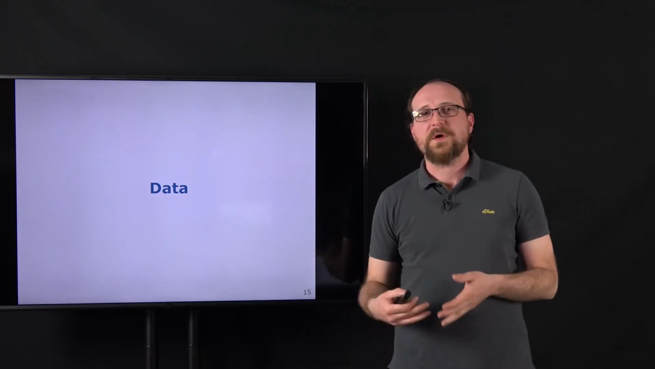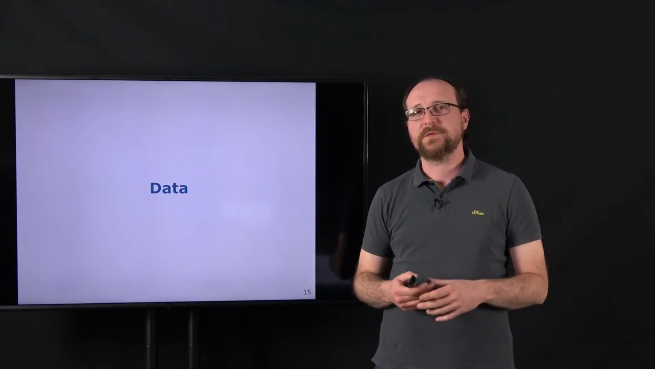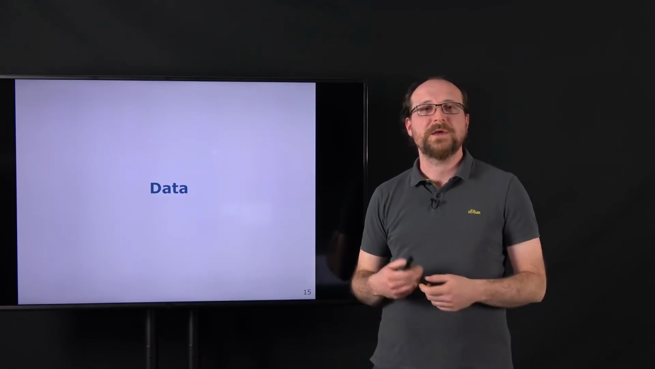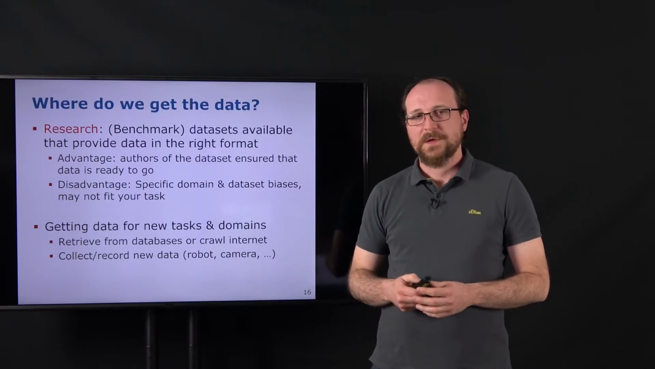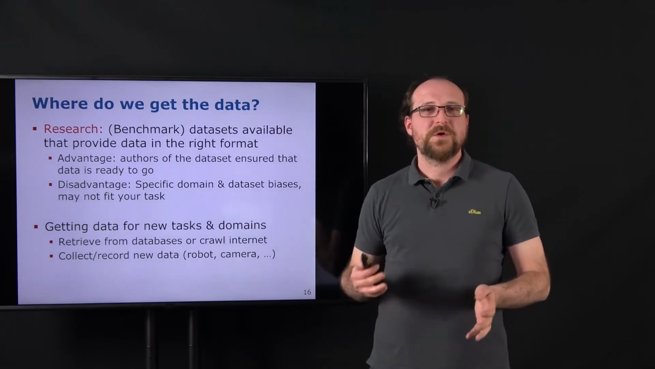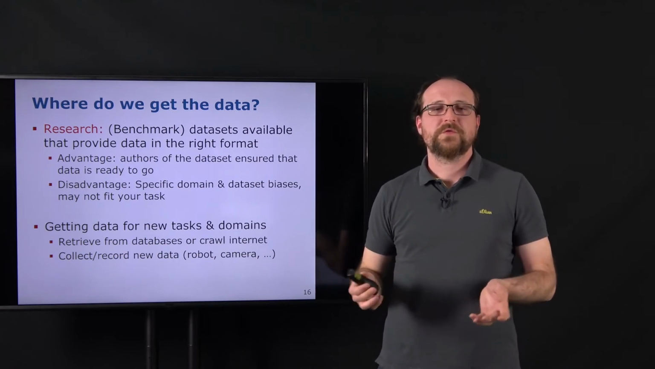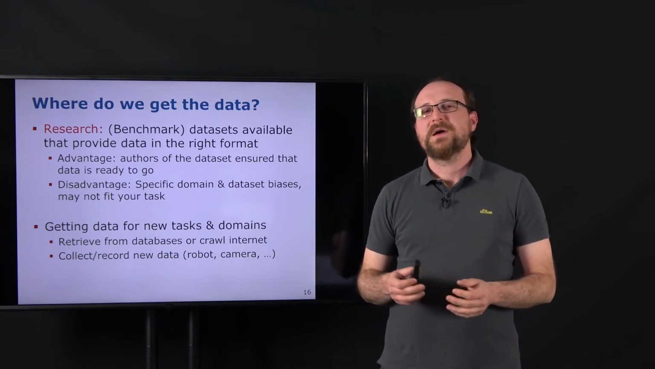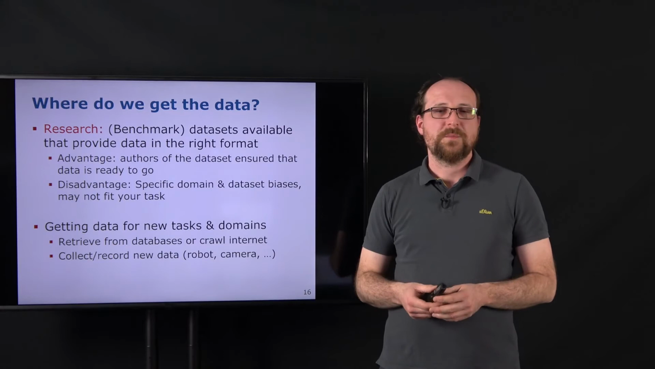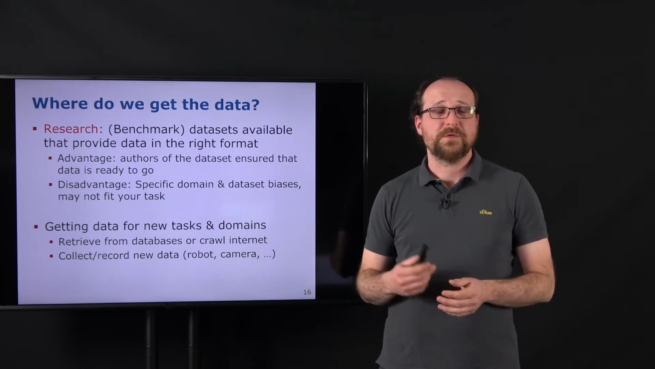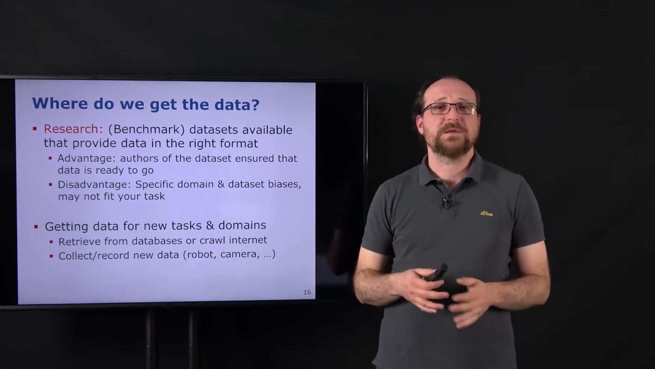But now, to give more specifics, we are looking at the different parts of the machine learning model: the data, the model, and the learning part. We are looking here first at the data. The first question when you want to learn a machine learning algorithm is, of course, where do you get the data from? In research, we usually use benchmark data sets which are available, where we can download the data in the right format, which was provided by the authors of the benchmark data set. The authors there ensured that the data is in a usable format.